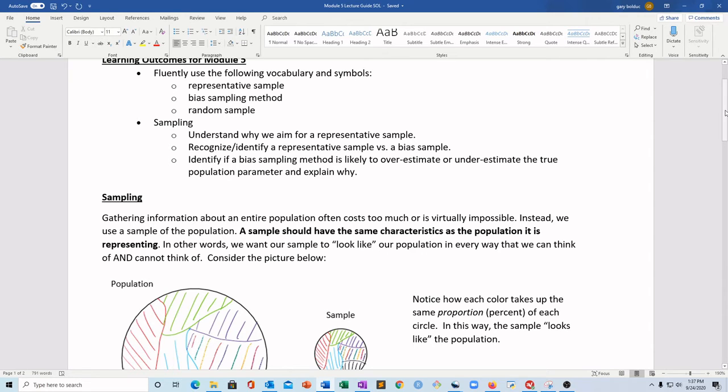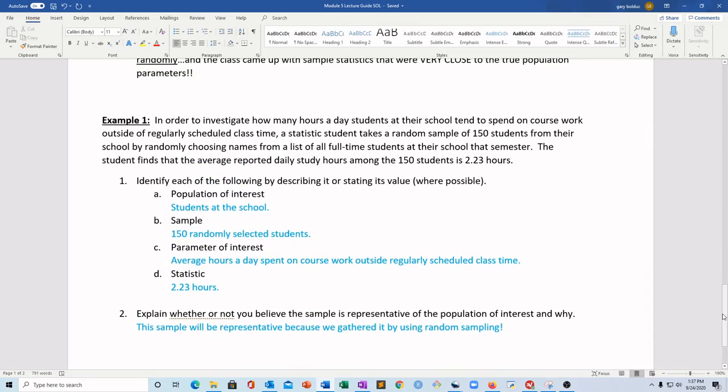So let's go back down. Watch your eyes. So let's go back. Whether or not you believe the sample is representative of the population of interest, why? Well, how did we get the sample? Go back to the problem. We took a random sample of 150 students. What does that mean? If we take a random sample, then we can be pretty confident that even with some randomness in there throwing us off, our sample does a good job representing the population. And what can we say if that's true? If that's true, right, then what we can say is our statistic should be a pretty good approximation for the parameter. Right? So both those things we can say.